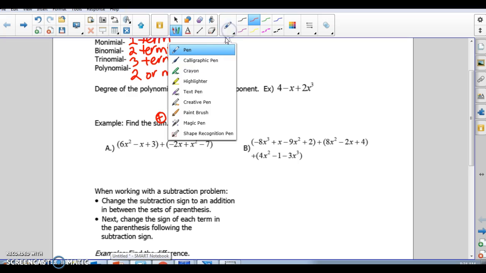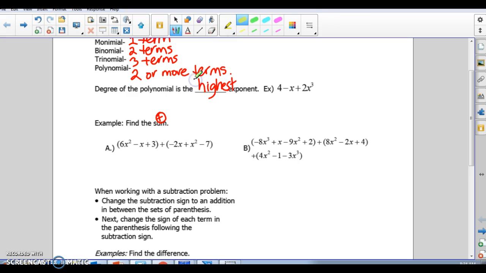So actually, A is an easy example, so I'm going to start with the B. I'm going to start with the highest exponents. When I combine like terms, I always like to start with the highest degree, which is negative 3x to the third power. What else is like term with negative 8x to the third power? Right here, correct? So what's that going to be? Negative 8 minus 3, which is negative 11x to the third power.